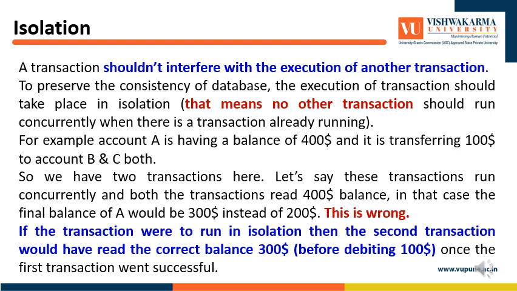For example, account A has $400 and it is transferring $100 to both account B and C. So we have two transactions here. Let's say these transactions run concurrently and both transactions read the $400 balance. In that case, the final balance of A would be $300 instead of $200. This is wrong. If the transactions were to run in isolation, then the second transaction would have read the correct balance of $300 before debiting $100, once the first transaction was successful.